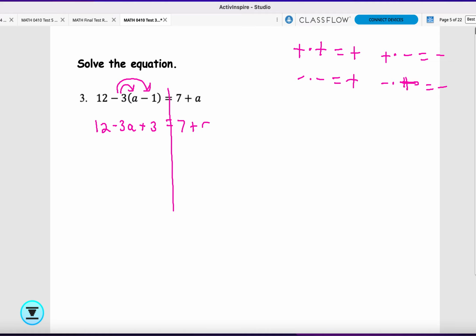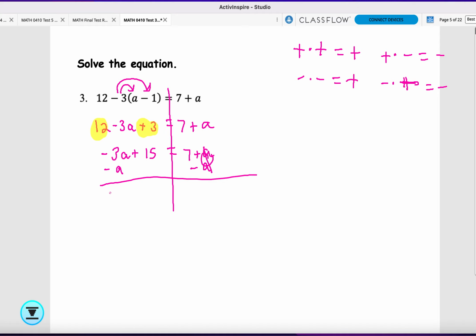Bring down the 7 plus a. So do we have any like terms? Well, the left side has the 12 and the plus 3, right? So 12 plus 3 is just positive 15. So plus 15. So now bring down the 7 plus a. Let's go ahead and now manipulate this to get a on one side and the numbers on the other. So I like to have a's on the left side, so I'm going to subtract a.